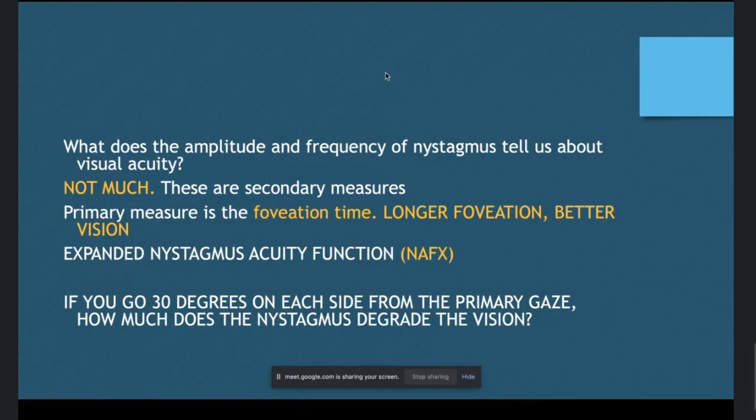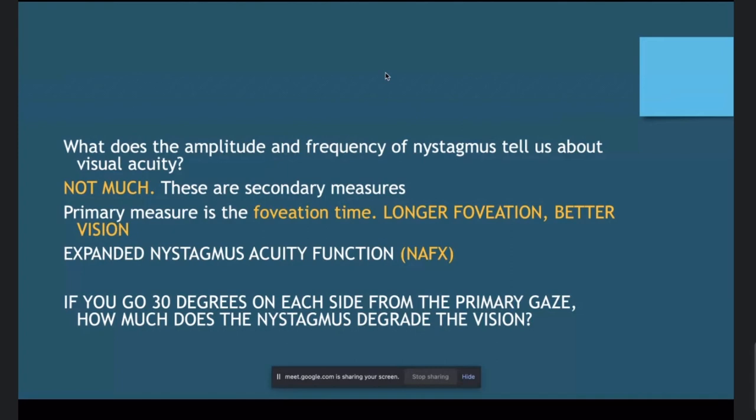Now, before I go any further, I'm going to demonstrate to you what the NAFEX is. Expanded nystagmus acuity function, also known as NAFEX. If you're asked about NAFEX in your viva, it means you are getting ready for the gold medal. Okay, so basically what it is, I will tell you.